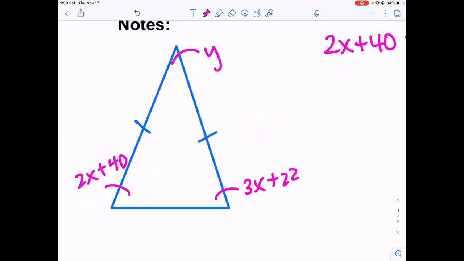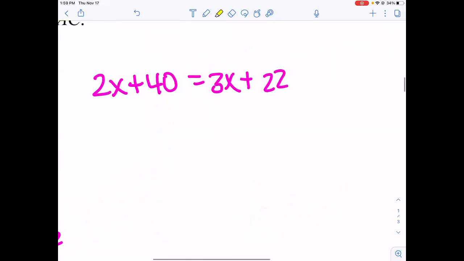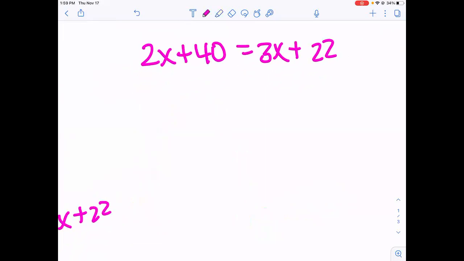So look at the picture. We have an isosceles triangle. And he took this guy and set it equal to this guy. Why? Because it's isosceles, and isosceles triangles have base angles that are congruent. Okay, so let's find x.